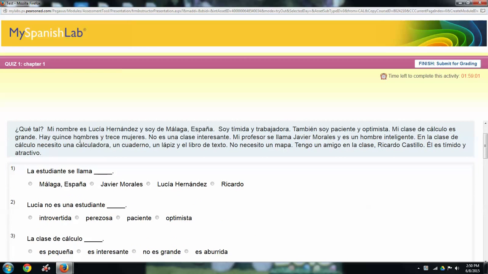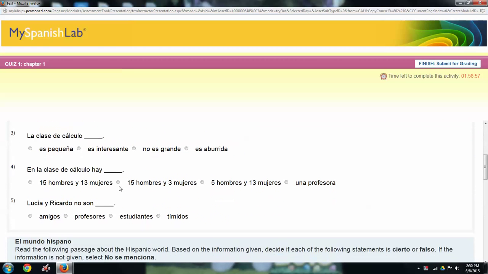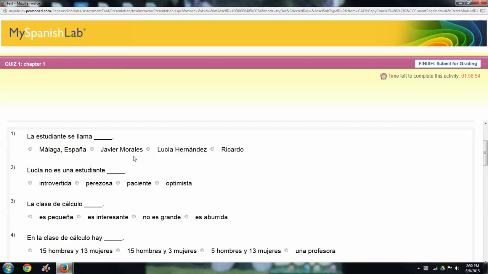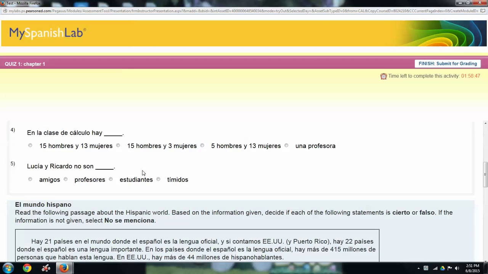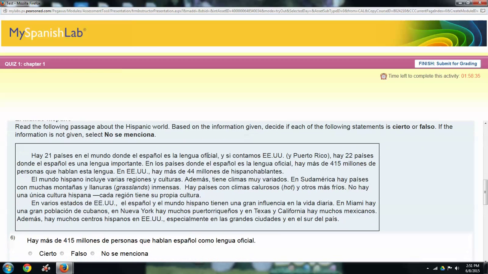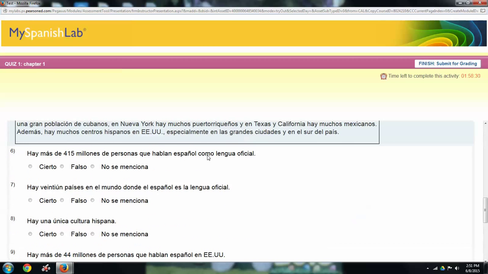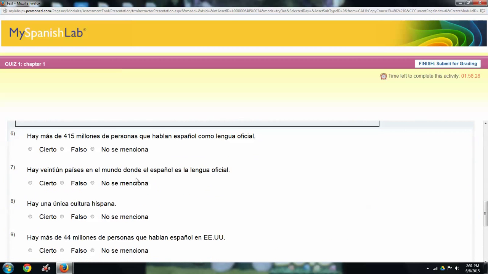So you'll read this little bit about Lucia Hernandez, and then you'll read the statements below, and there's a piece missing, and below are possible answers that would complete the statement above, and you just pick whichever one would best complete it. Then the second piece, it's El Mundo Hispano. Read the following passage about the Hispanic world. Based on the information given, decide if each of the following statements are cierto or falso, and if the information is not given, select no se menciona. So you read the following statements below after reading the paragraph and decide whether the statements are true, false, or not mentioned.